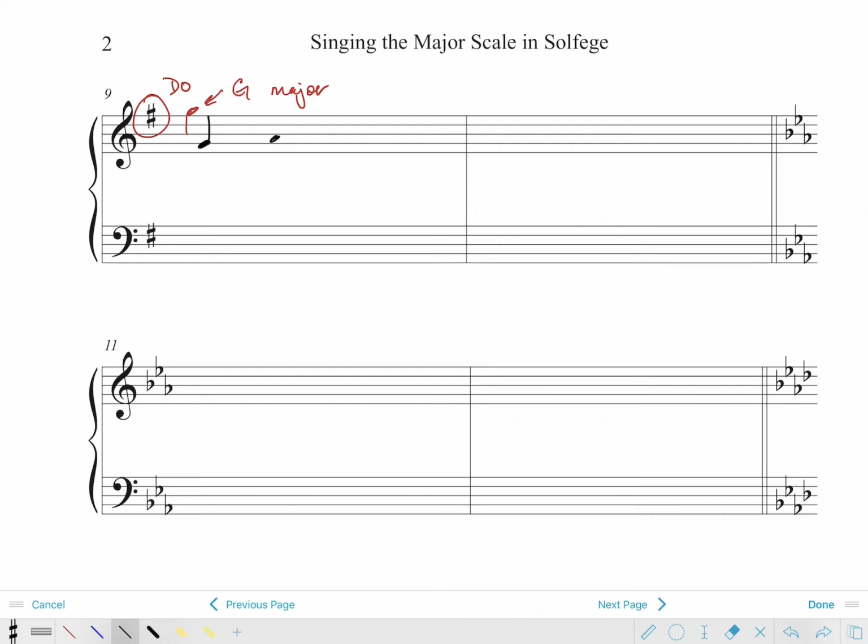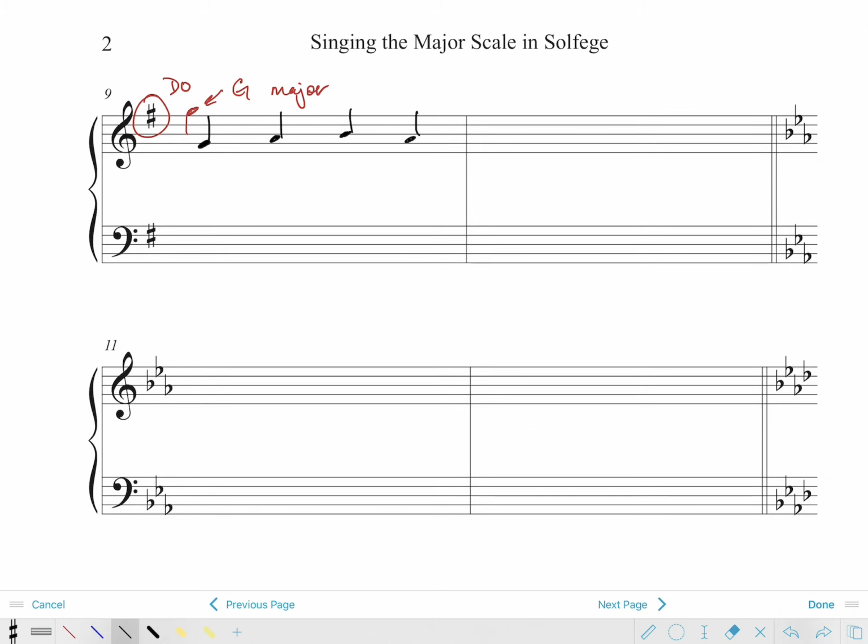If I write a melody, can you sing that melody with me? Here's your starting pitch. Do, re, mi, re, do, ti, do.